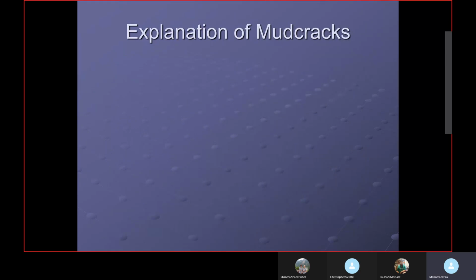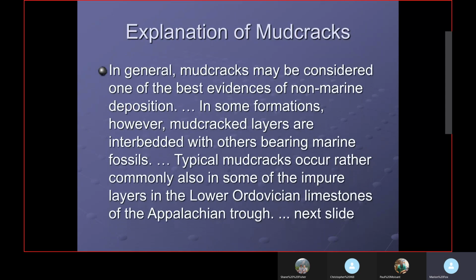In general, mud cracks may be considered one of the best evidences for non-marine deposition. Well, that's okay. In some formations, however, mud crack layers are interbedded with others bearing marine fossils. There's marine fossils, and then there's a layer of mud cracks and back and forth. Well, my model would explain this.